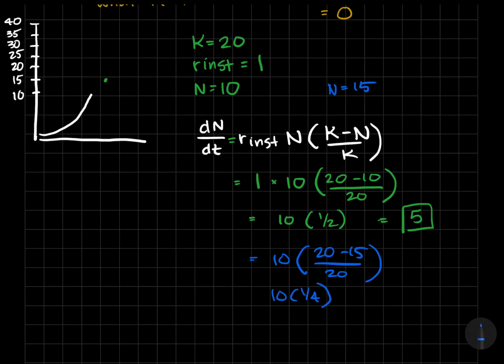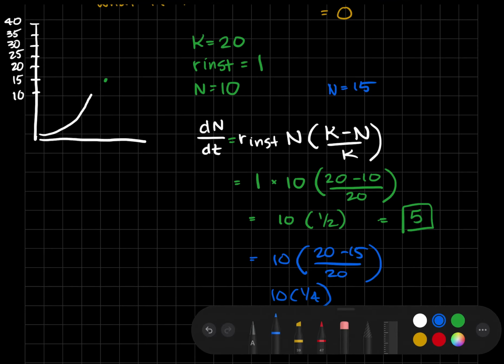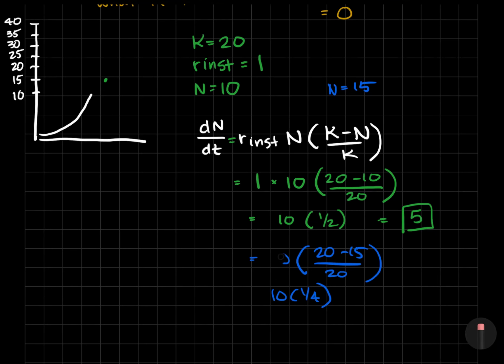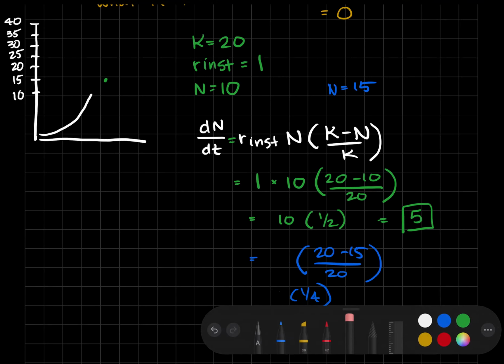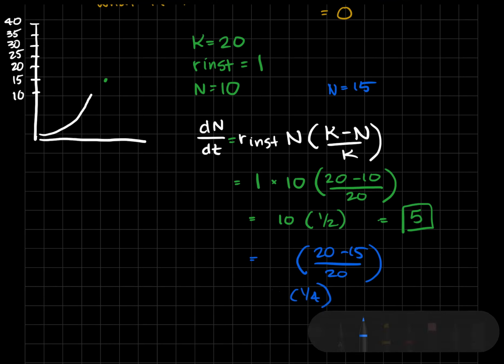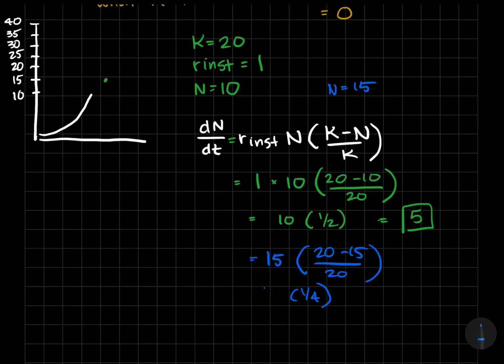Oh my gosh, I put the 10 there by mistake. I'm so sorry. 15. I forgot we're starting with 15 now, right? Because we added to the population. The population did not stay the same size. Okay, 15. So 15 times 1/4, and that's going to equal 3.75. So this is our growth in the next generation. I know that's not a whole number. It's close to 19, so we're going to plot it really close to the 20 over here.